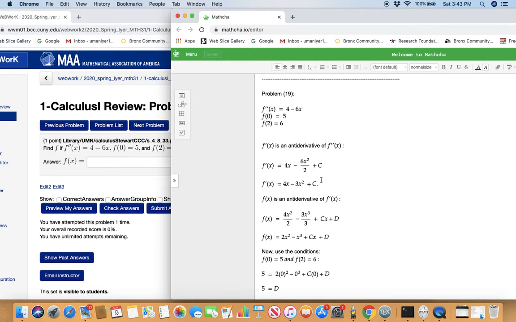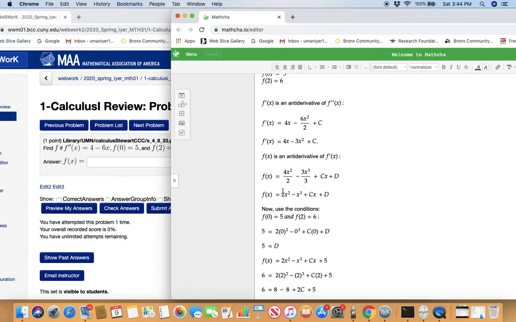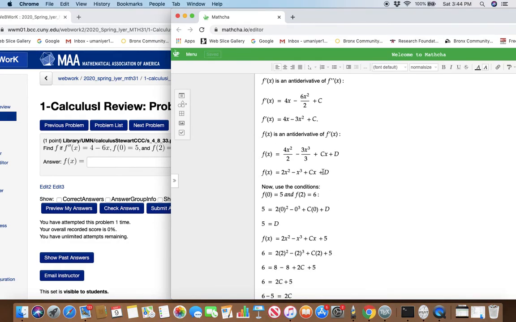f(x) is an antiderivative of f prime. So I need to do this process again to get f. 4x gives me x squared over 2. Increase the power by 1 and divide by the new power. 3x squared: increase the power by 1 and divide by the new power. C is a constant, so its antiderivative is cx, and you have a new constant d. Okay, simplify. 4 over 2 is a 2, the 3 over 3 go away, it's just a 1 there. Cx plus d.